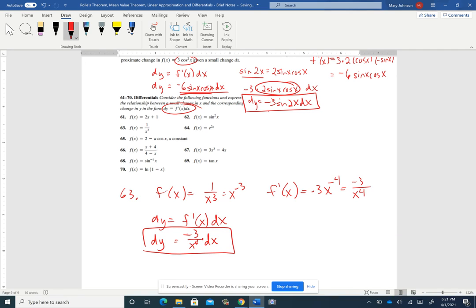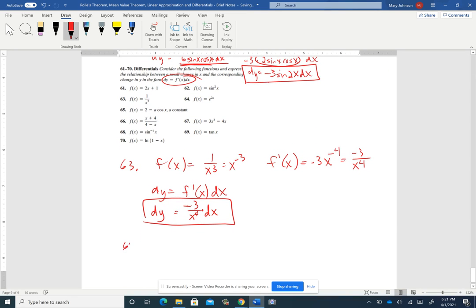Okay. All right, let's do one more. Let's do like 64. All right, so on 64, we have the function given to us. It's e to the 2x. I want to express the relationship between the small change in x and the corresponding change in y. It equals f prime of x dx. So I basically take the e to the 2x function and I do its derivative.